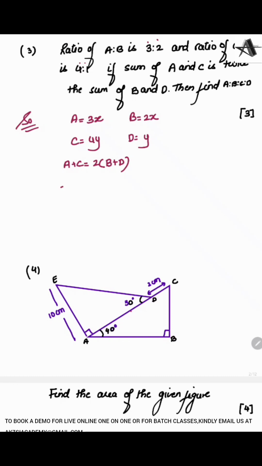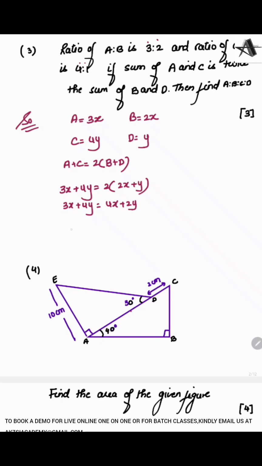Put the value A as 3x, C is 4y. Similarly, 2 times B is 2x and D is y. So this will be 3x plus 4y is equal to 4x plus 2y. Bringing all the similar variables on one side.